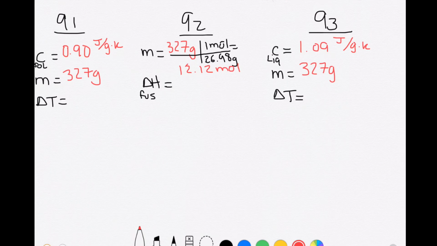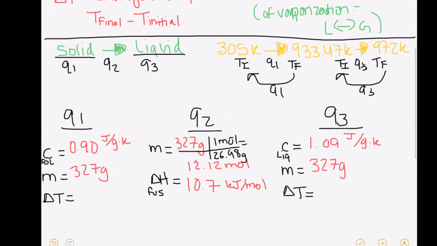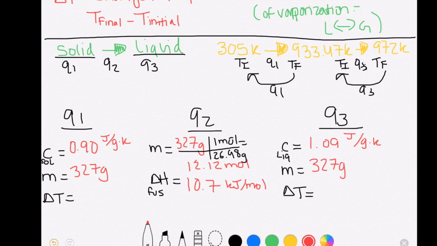Okay, and then while I'm looking at charts, I'm going to go ahead and look up my molar enthalpy of fusion for aluminum, which is 10.7 kilojoules per mole. And then I'm going to go ahead and calculate my delta T's. Now remember that we set up our delta T's right here. So I'm going to go ahead and make those calculations.